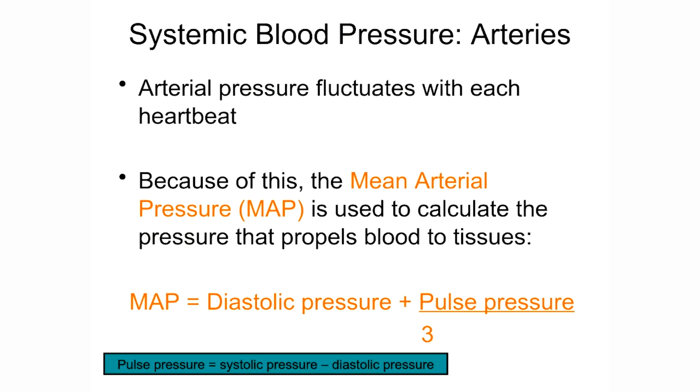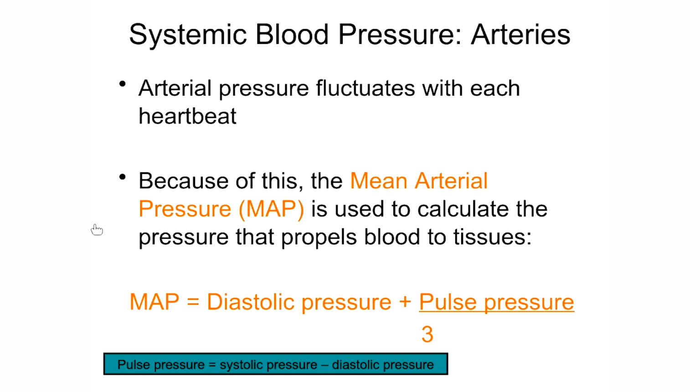So there is a range in which we want blood pressure to be within each of the different blood vessel types. And we can calculate the average pressure, which accounts for the fluctuations that happen, by calculating what's known as the mean arterial pressure, or the MAP. So down here, I have an equation for calculating MAP. Basically, MAP is equal to the diastolic pressure plus what's known as the pulse pressure divided by 3. Down here, I've given you a definition for what the pulse pressure is. Pulse pressure effectively is systolic pressure minus diastolic pressure.